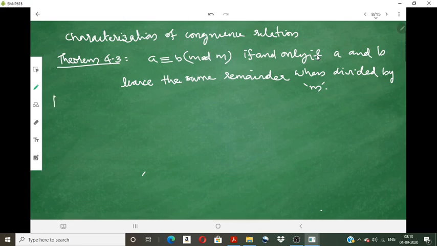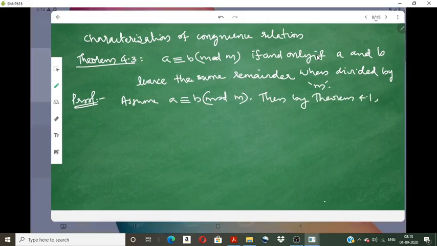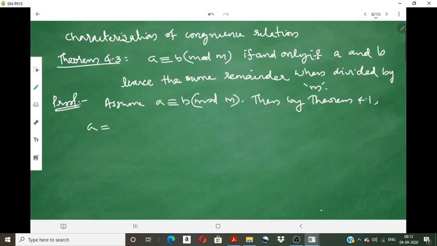So let's move to the proof of this theorem. First of all, we have to assume that A is congruent to B modulo M. Then by theorem 4.1, the relation between congruence and equality, we can write A as B plus some integer K times M. So A is equal to B plus K times M for some integer K. Let this be equation number 1.